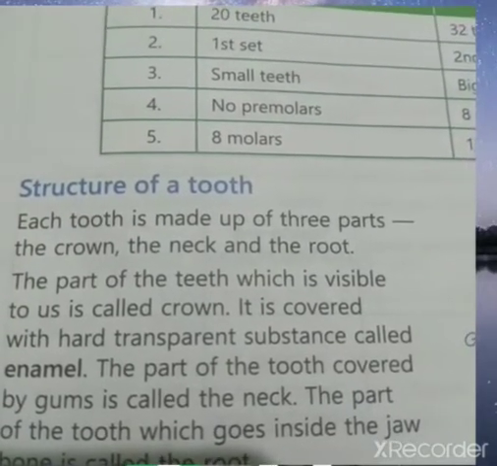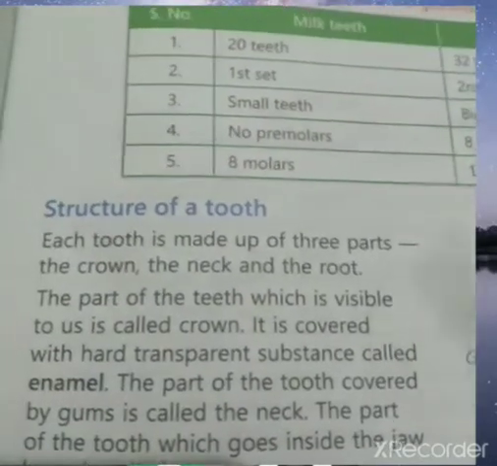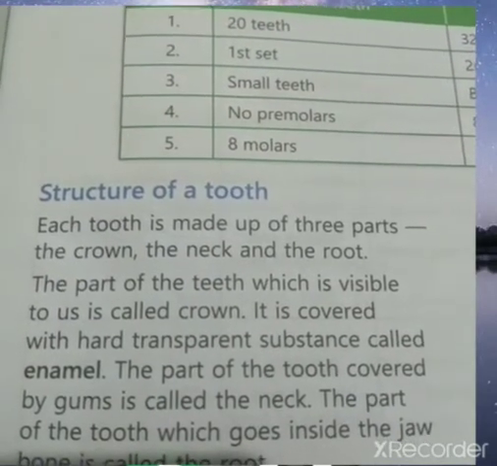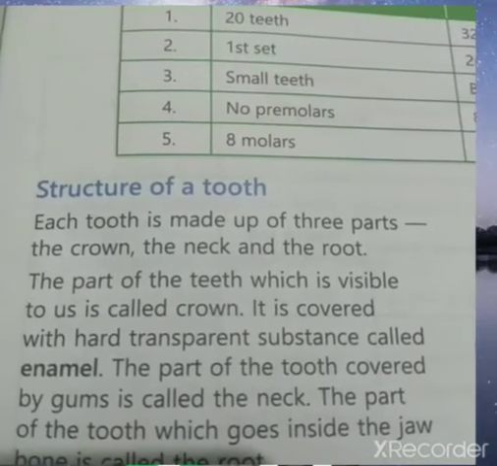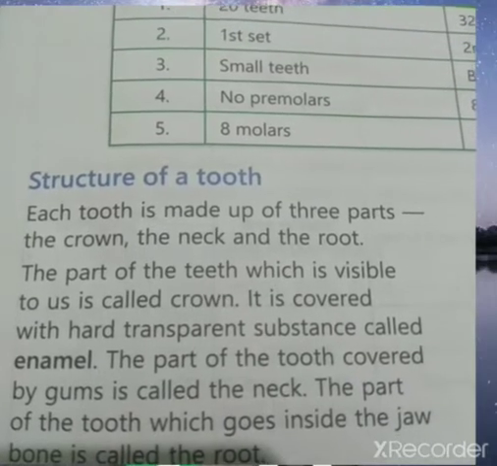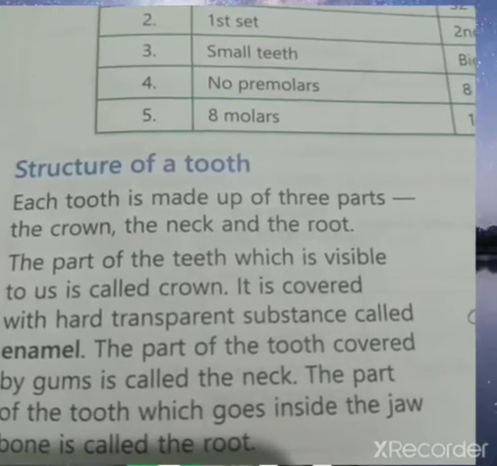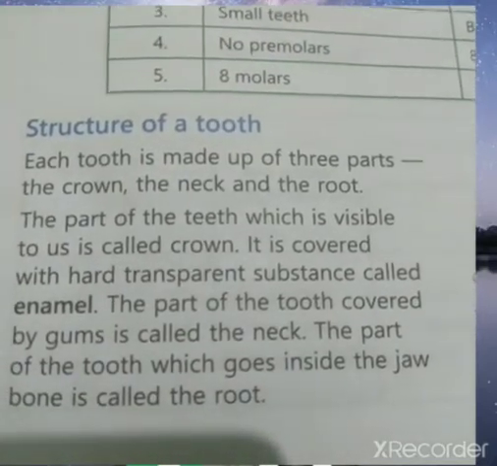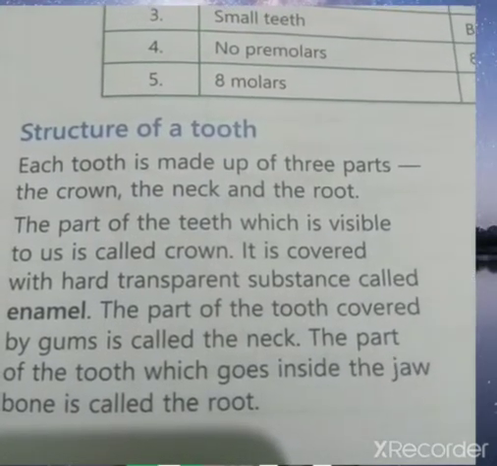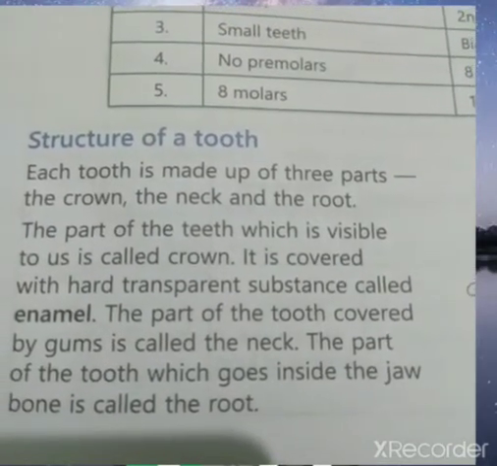The part of the tooth which is visible to us is called the crown. The part of the tooth which we are seeing is only the crown. It is covered with a hard transparent substance called enamel. The part of the tooth covered by gums is called the neck. The part of the tooth which goes inside the jaw bone is called the root.